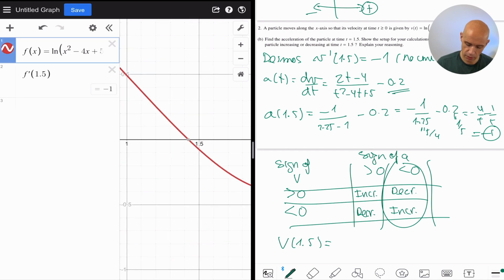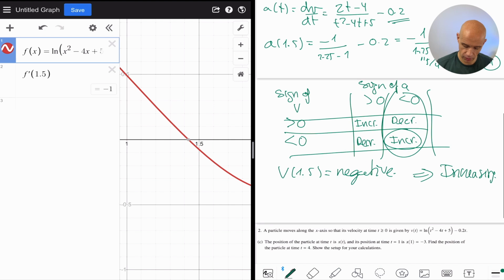It's here. You don't really need to write the value. Simply, you need to know where it's negative. So we are here, and therefore it's increasing, okay? Increasing. It's like falling and falling even faster. Okay, cool. So we have solved this.